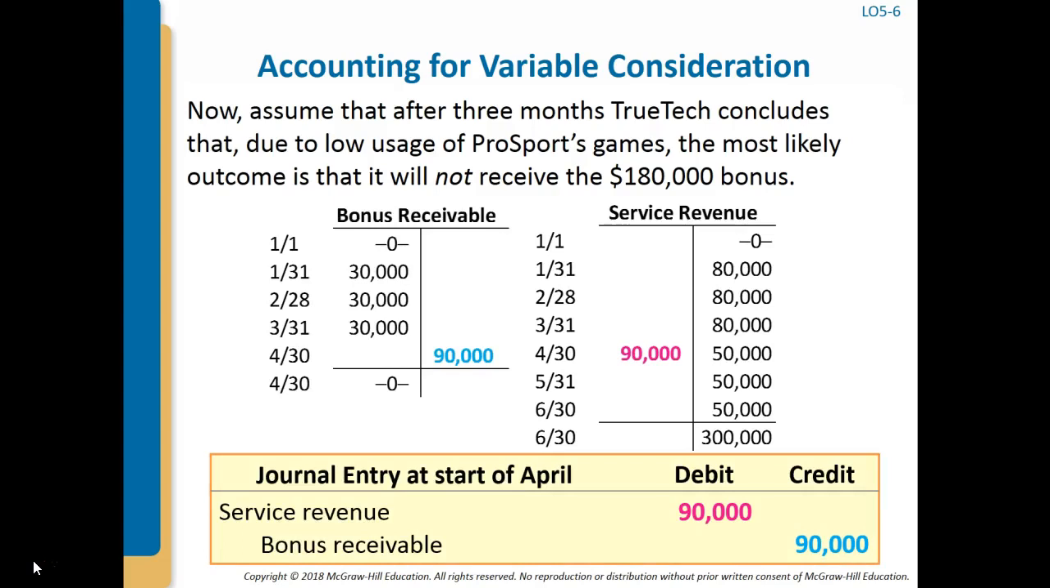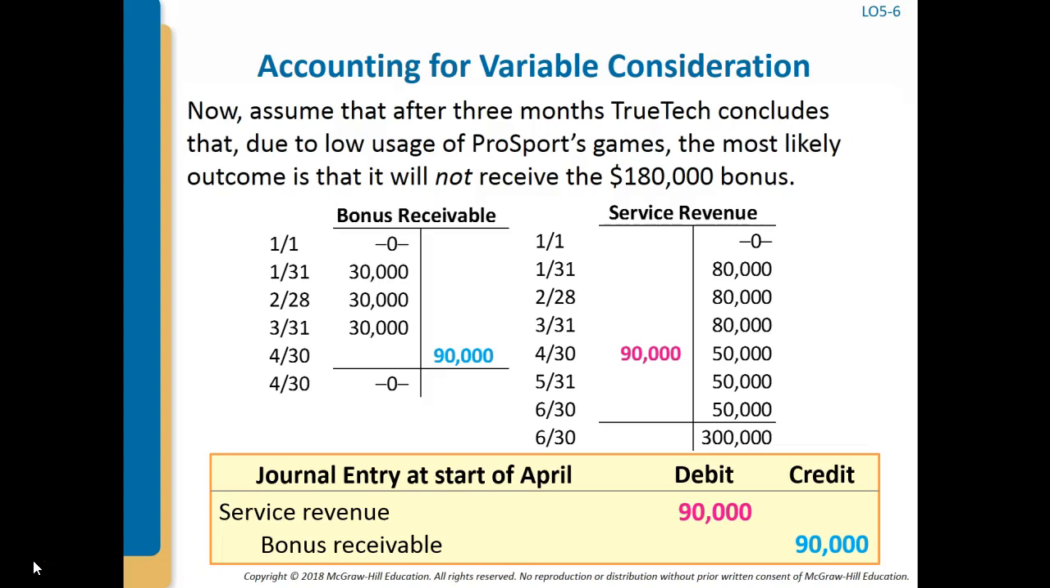Companies make adjustments to estimated variable consideration over time as new information becomes available. So to see this, let's assume TrueTech started recognizing revenue under the assumption that the most likely outcome was that it would receive the bonus. But after 3 months, TrueTech concludes that due to low usage of ProSport's games, the most likely outcome is that it's not going to receive the $180,000 bonus.